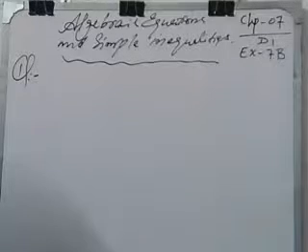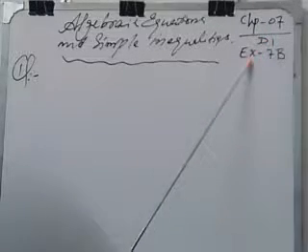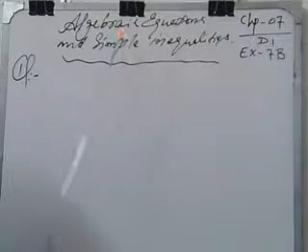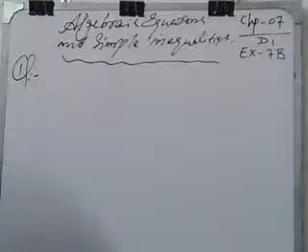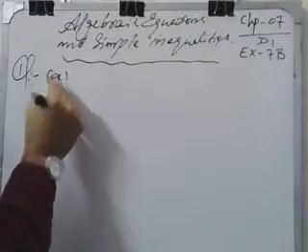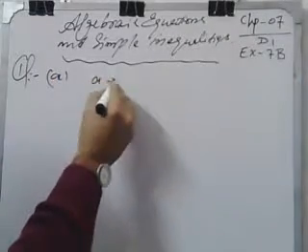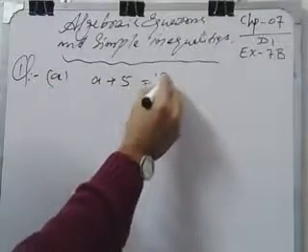Today we will discuss chapter number 7, D1 book, exercise 7B, Algebraic equations and simple inequalities. Please my dear students, open your textbook and you see in question number 1, solve the following equations. A part, a plus 5 is equal to 17.